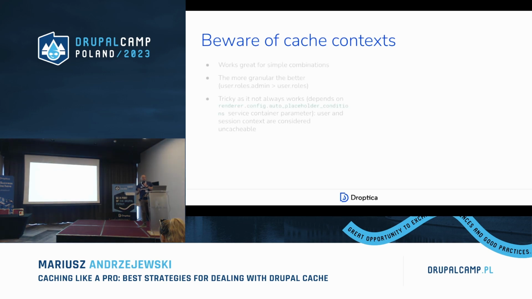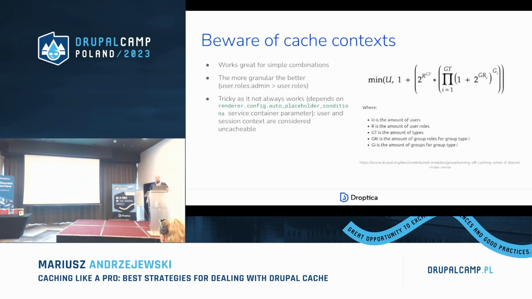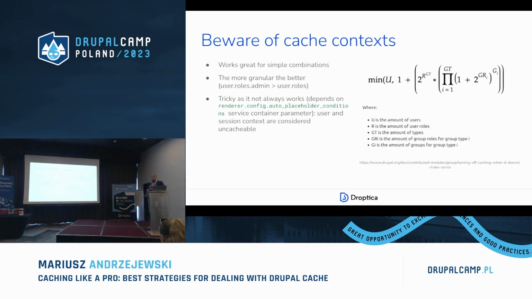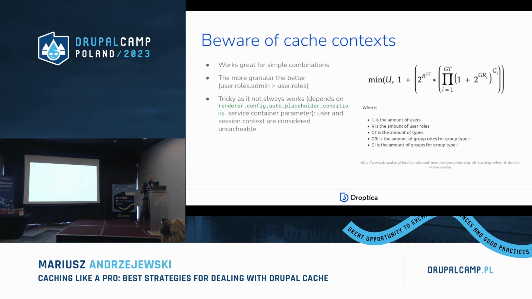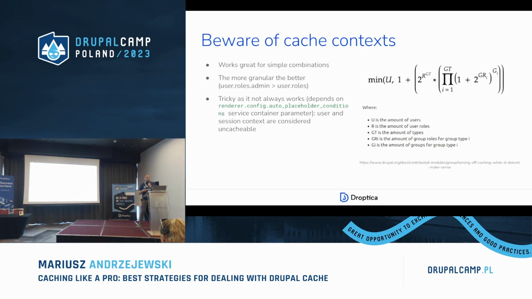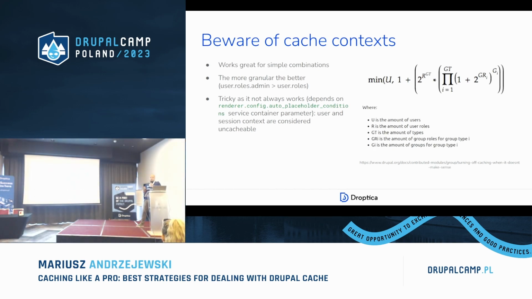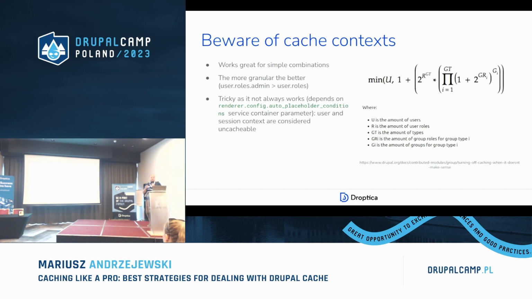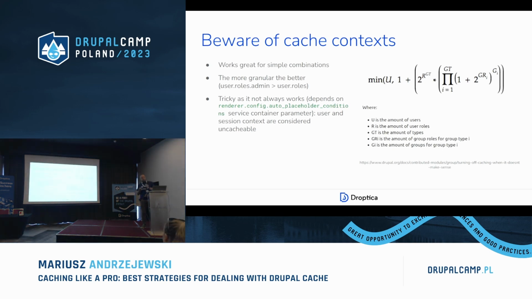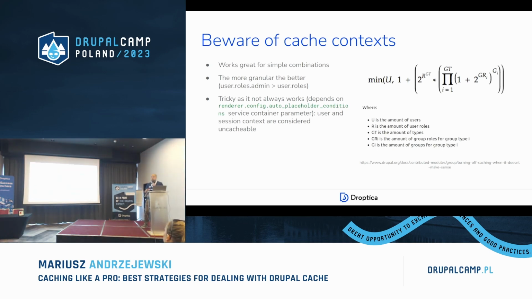Yeah, we should also be aware of cache contexts. Cache contexts are not a silver bullet. They can be tricky. They work very well for simple combinations, especially when we use some sort of a boolean. So like a case, a user anonymous or authenticated, because we have only two variations. So the more variables we have to generate that particular cache context, the more we need to store in our database.